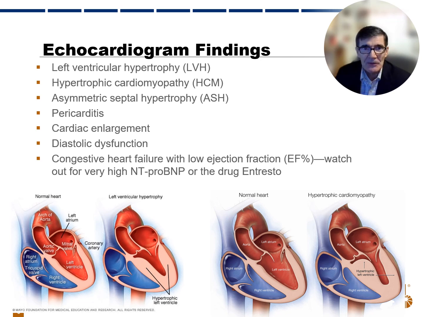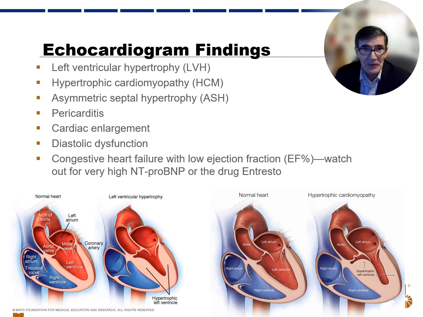So what do we use an echocardiogram to look for? Typical things would be left ventricular hypertrophy from high blood pressure, looking for things like hypertrophic cardiomyopathy, where the walls of the left ventricle are enlarged in a particular way, asymmetric septal hypertrophy, where the septum, that's the wall between the right and left ventricle, is enlarged, oversized compared to the other walls of the heart.